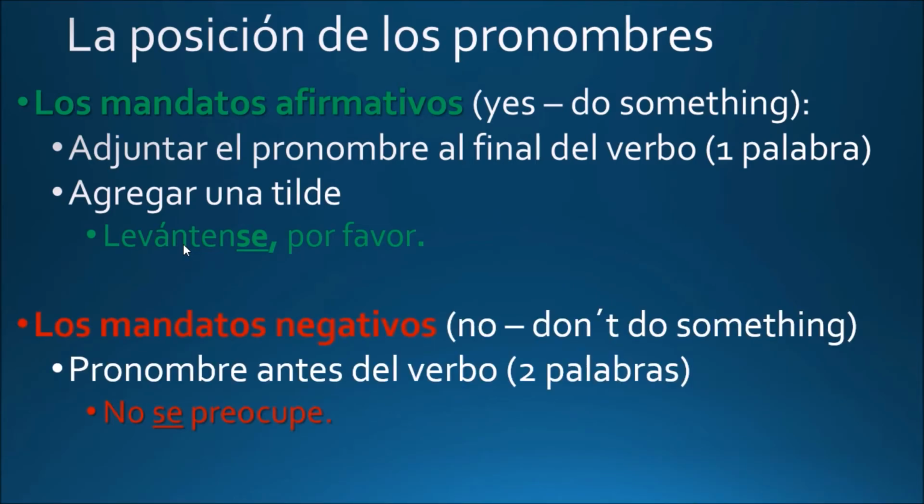But if it's a negative command, mandato negativo, saying no, don't do something, it's different. You're gonna put the pronoun before the verb, and they're two separate words. So preocuparse is another reflexive verb that means to worry. So if you say no se preocupe, that's saying don't worry. To one person, it's an usted command, no se preocupe, don't worry.